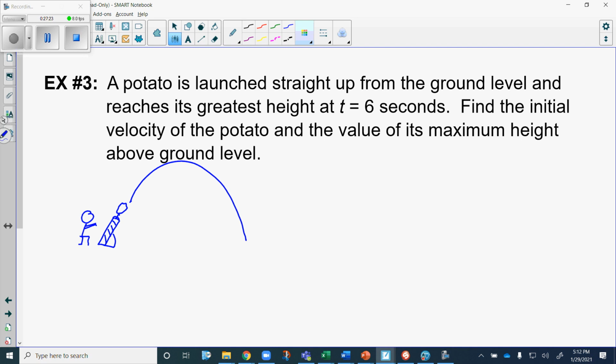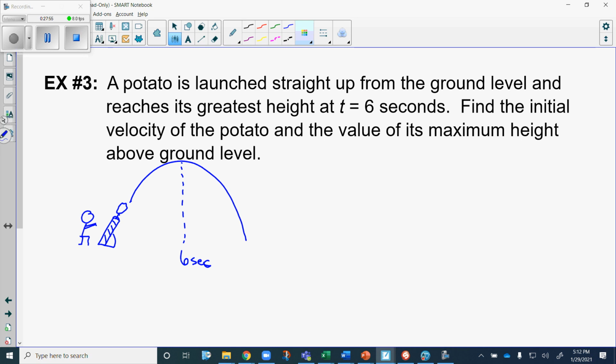Now, it tells us that it reaches its greatest height at t is equal to 6 seconds. So right here, this is 6 seconds. What separates this as a calculus question versus an algebra question is usually if they're asking you to find the initial velocity, a lot of times not only will they give you the greatest height, but they'll also tell you what the maximum height was. Because if you're looking at your normal position function, right?